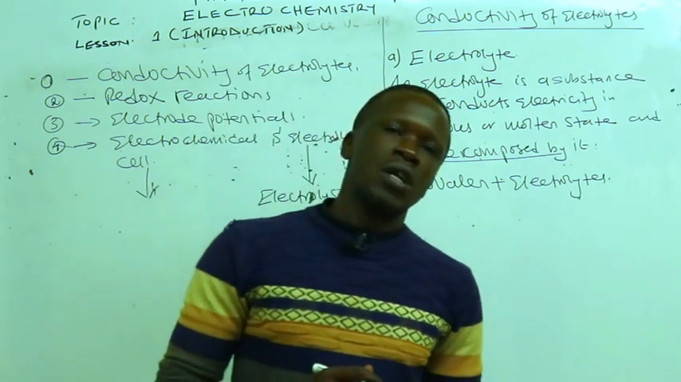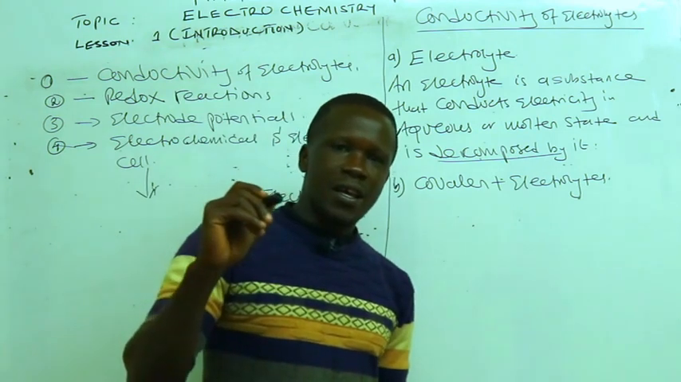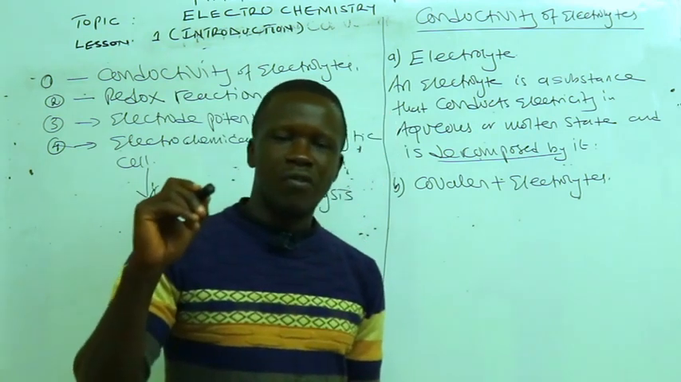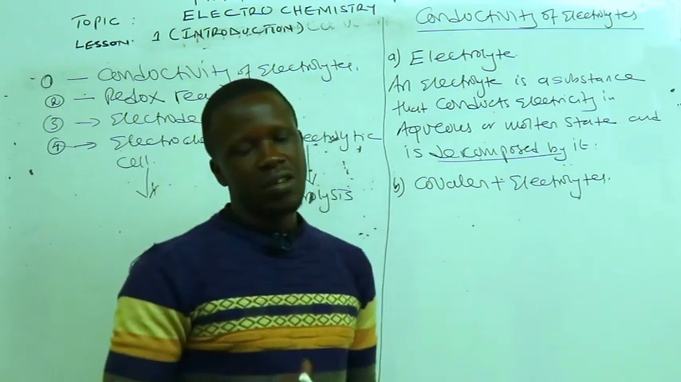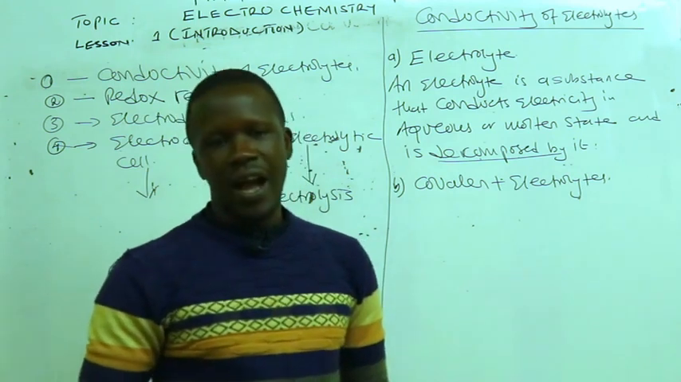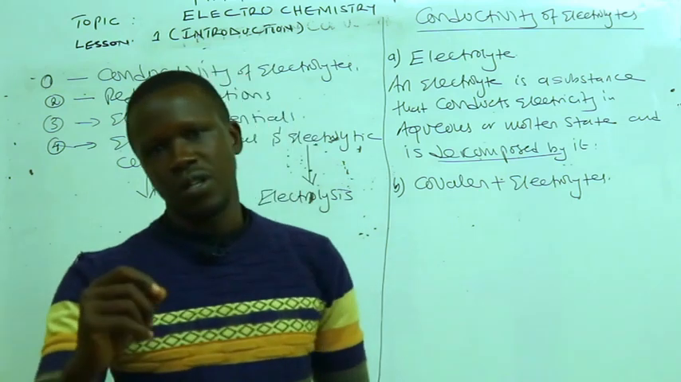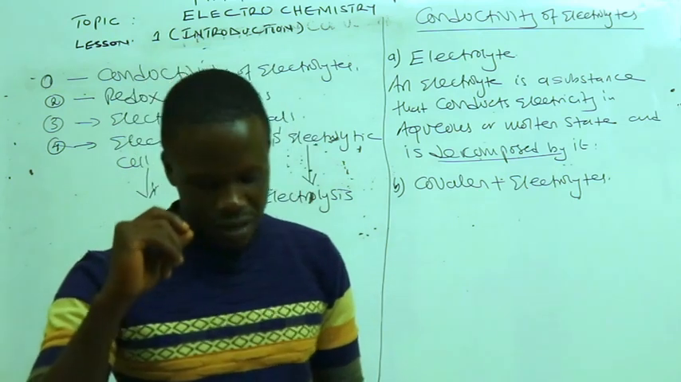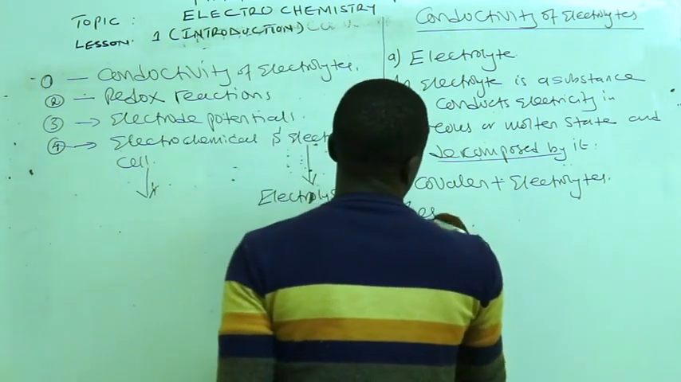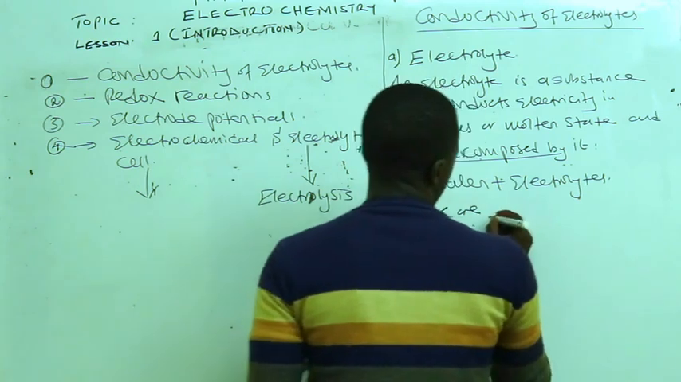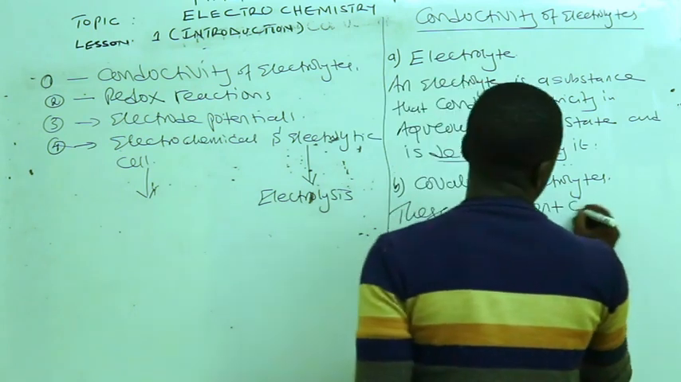And so, covalent electrolytes normally do not conduct electricity in pure form. But in aqueous state, they will conduct electricity. And when they conduct electricity, it is because they have undergone the process of ionization and dissociation. So we shall be saying that these are covalent compounds.